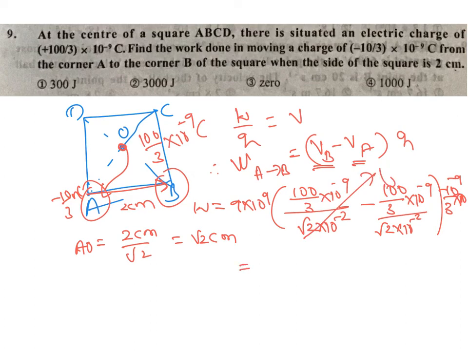That's the reason why the work done is going to be 0 here, because this line itself is an equipotential surface. These 2 points are nothing but equipotential points. So that's the reason why the work done is going to be 0. So this is how we can calculate. Please try to remember this concept. This is very much important.